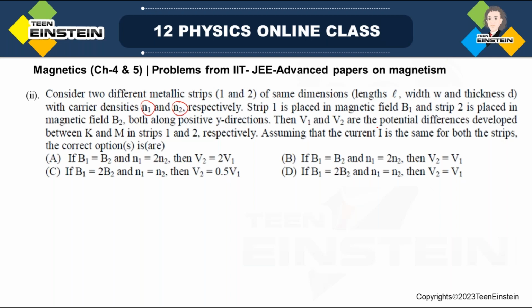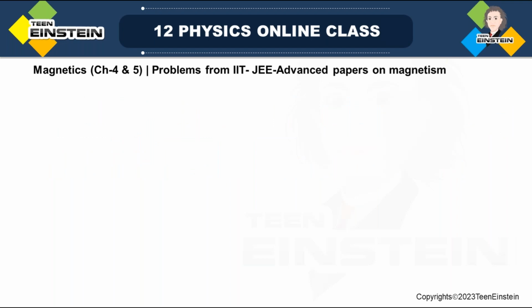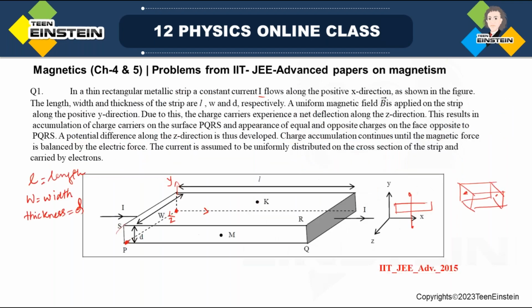Then V1 and V2 are the potential differences developed between K and M for strip 1 and strip 2 respectively. Assume that the current I is the same for both the strips. The correct option is, or are, which one is correct, or there may be multiple correct answers. Before I do this, let us go to the first problem itself and try to solve it.